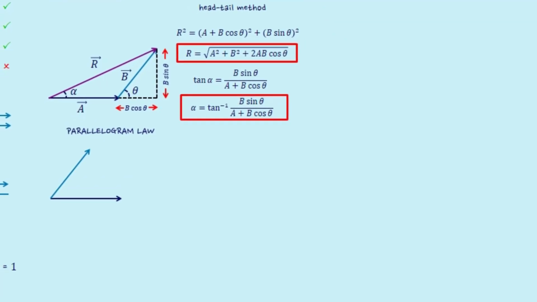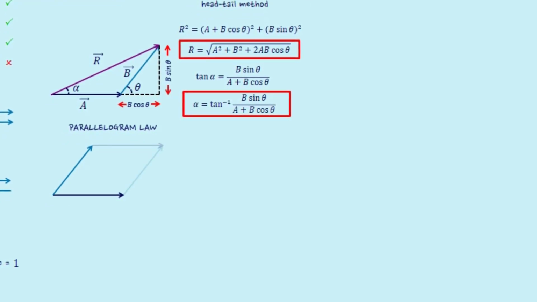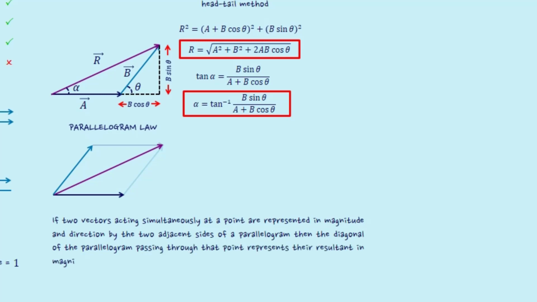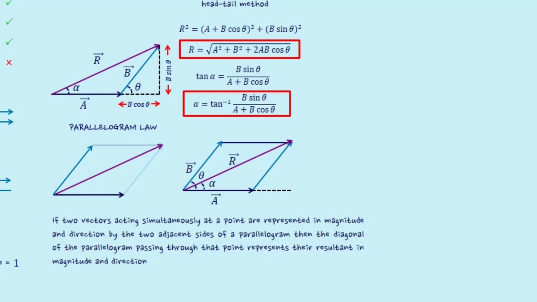Using parallelogram law, we can also perform vector addition. Parallelogram law states that if two vectors acting simultaneously at a point are represented in magnitude and direction by the two adjacent sides of a parallelogram, then the diagonal of the parallelogram passing through the point represents the resultant in magnitude and direction. If we compare the schematic for the calculation of the resultant vector using triangle law and parallelogram law, we can see the figures are very similar. The calculations to evaluate the magnitude and the direction of the resultant vector are also similar.